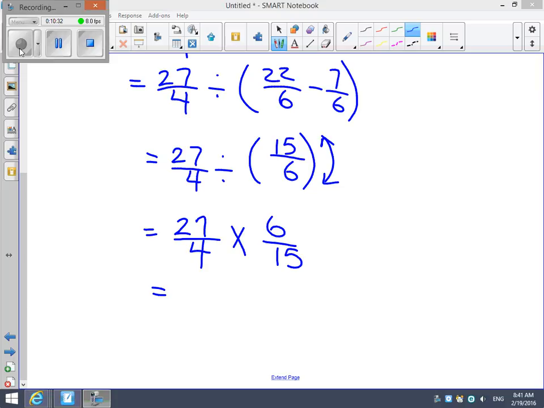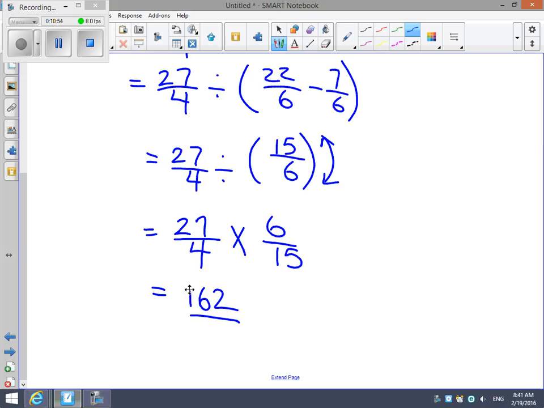I'm going to try to do this in my head. So I have to multiply 27 times 6. I know 6 times 20 is 120, and I know 6 times 7 is 42. What I've done is chunk them into two different parts. So I have 120 plus 42, and that equals 162.